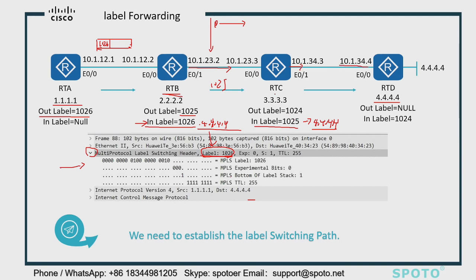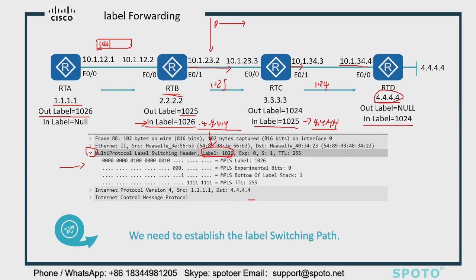And RTC will remove the in label and add a new out label, 1024 here. So when RTD receives this label, it will do the same thing. It will find that if the in label is this one, it means this packet wants to visit my 4.4.4.4. So this is the label forwarding, and this process is the label forwarding.